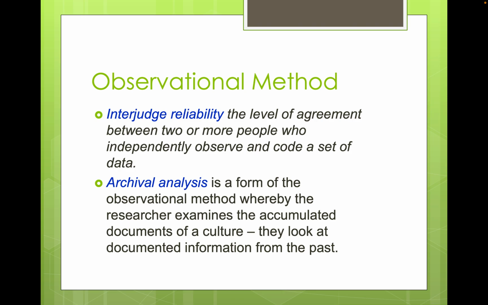Interjudge reliability is the level of agreement between 2 or more people who independently observe and code a set of data. Archival analysis is a form of observational method whereby the researcher examines the accumulated documents of a culture. They look at the documented information from the past.